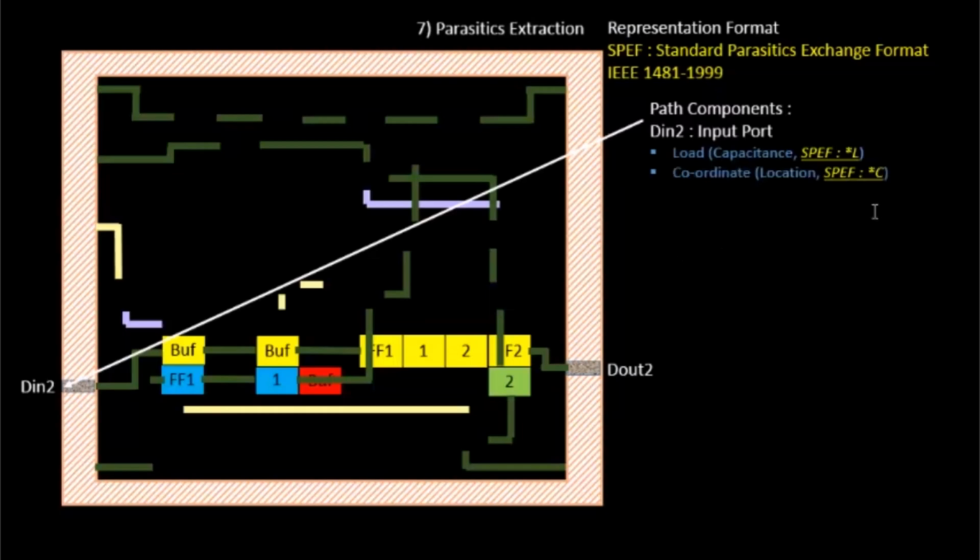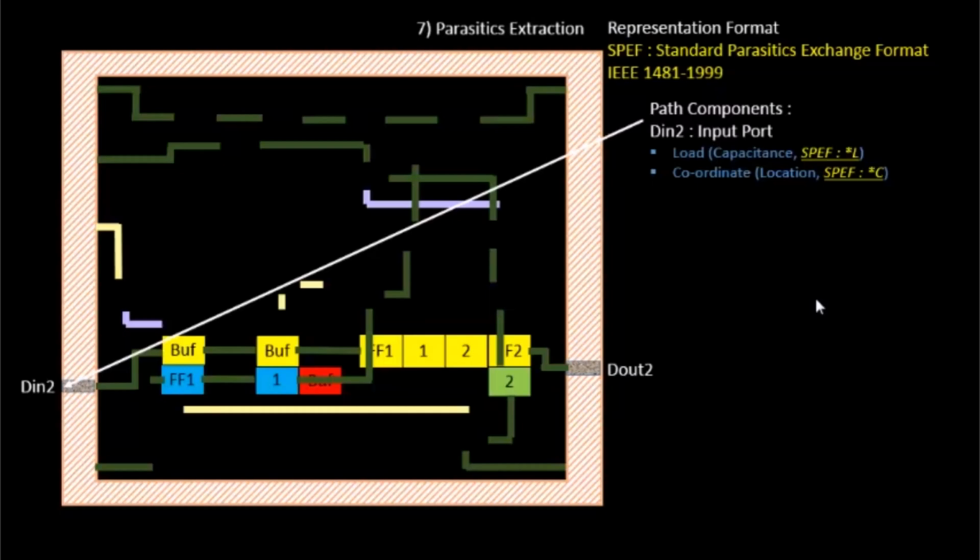Next, it has a coordinate. If you plot this floor plan onto an XY axis, with this as your Y axis and this as your X axis, D into will have certain coordinates, and the complete flow works on a coordinate system. So this D into port will have a certain X and Y coordinate. If you see *C in front of any of the input ports or nets, that represents the coordinates of that input port or net.